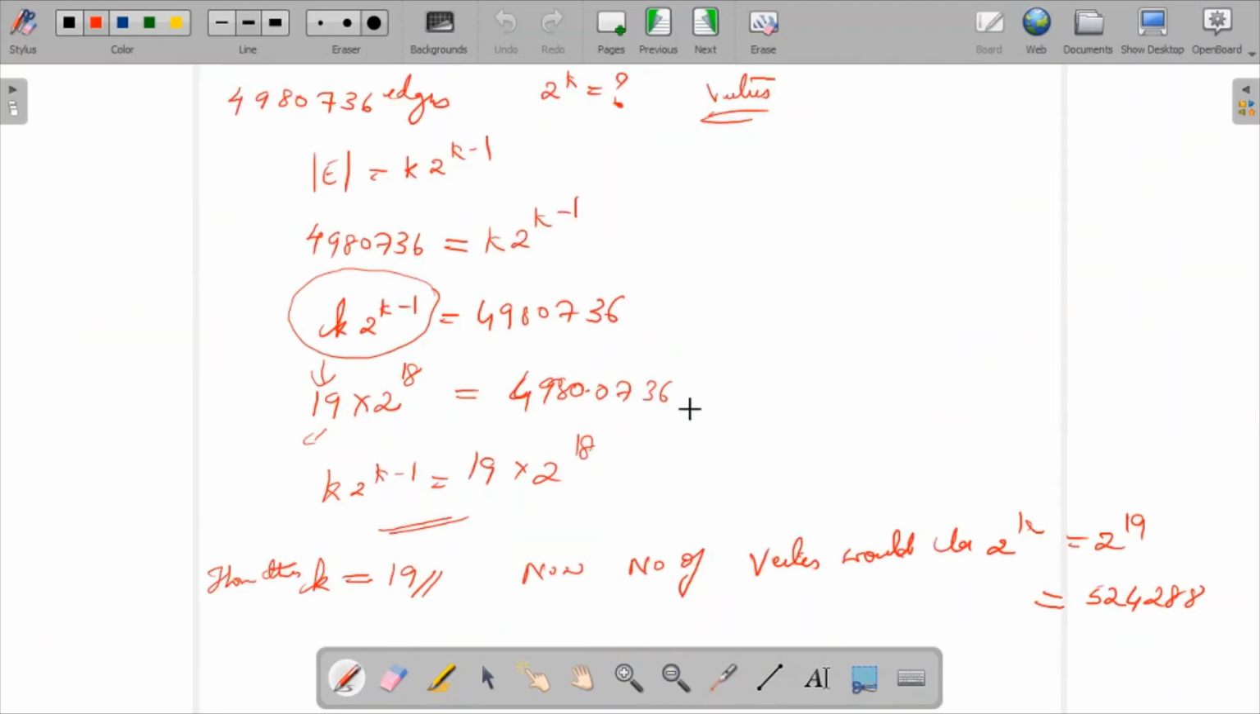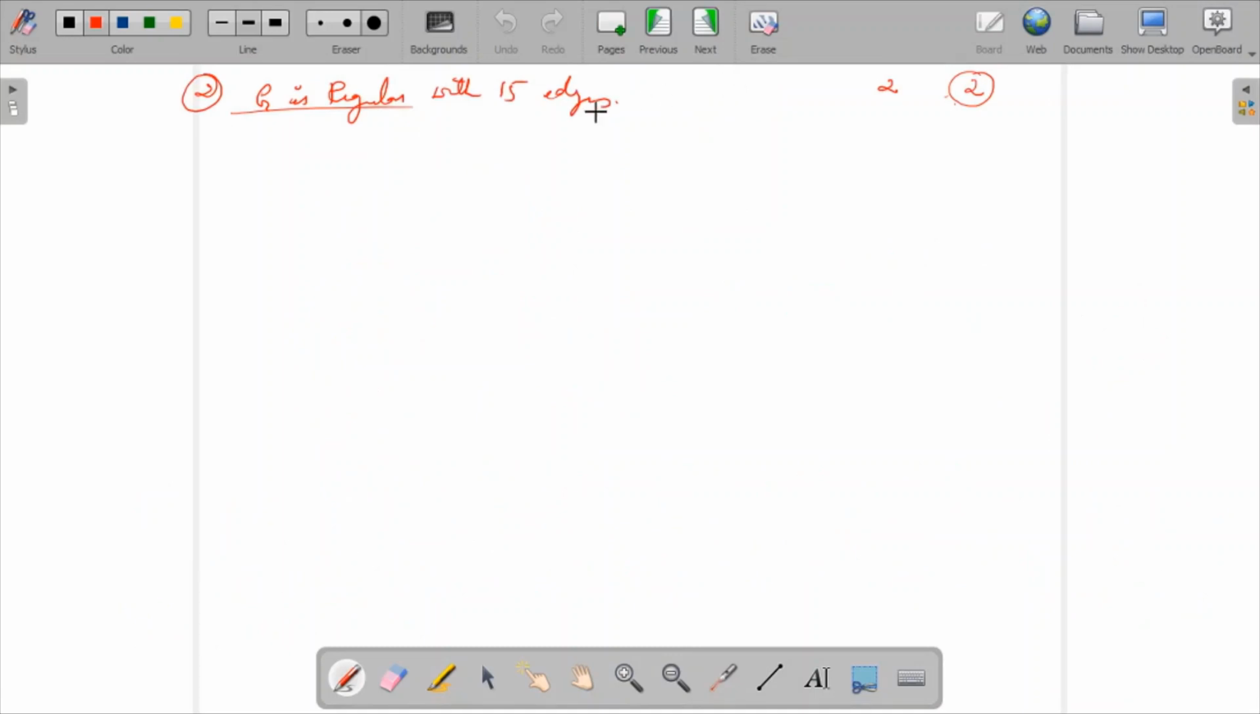So in this regular graph he is telling G is a regular graph with 15 edges. You have to find the number of vertices. So what would be the vertices? We don't know. Let us assume n, and let the degree be k. So nk is equal to twice the number of edges by the handshaking property itself. The edges are given as 15, so 2 into 15 would be 30, so nk = 30.